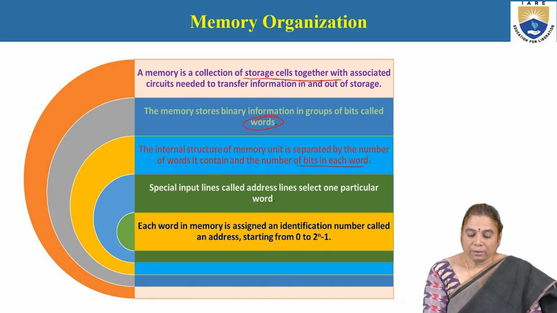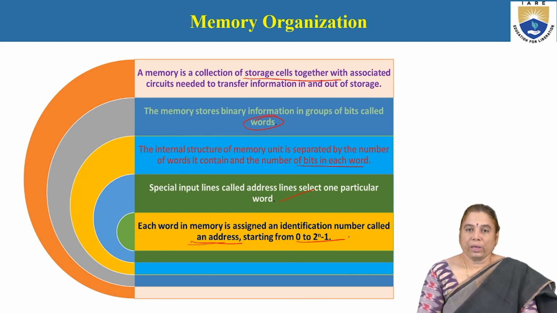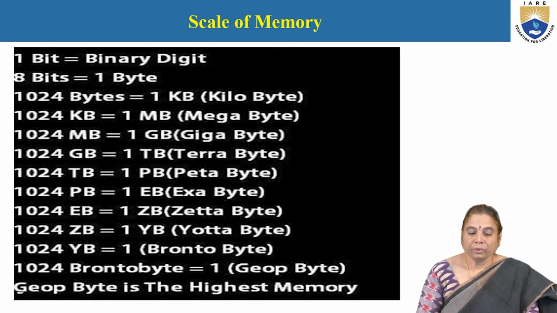So here special address lines have to be selected for one particular word. Each word in the memory is identified with a unique number called the memory address, and it ranges from 0 to 2^n - 1. So this is the scale of the memory.